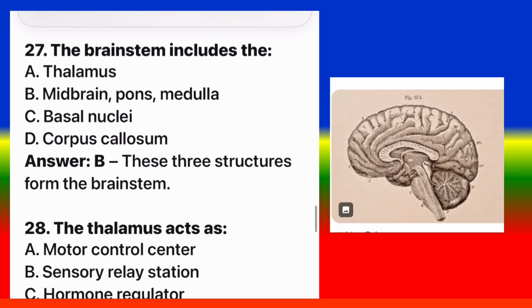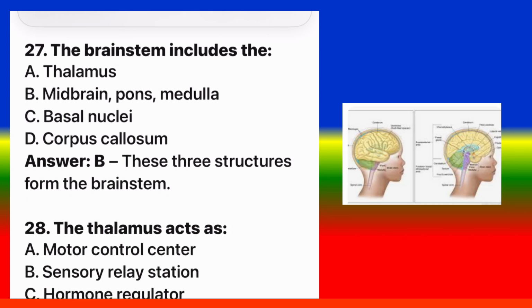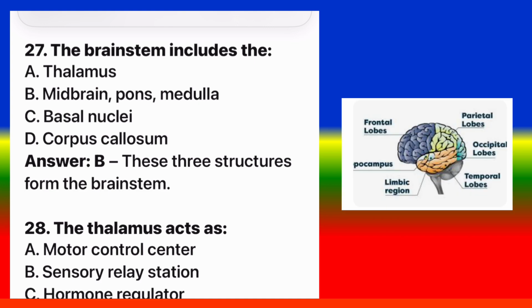27. The brainstem includes the A. Thalamus, B. Midbrain, pons, medulla, C. Basal nuclei, D. Corpus callosum. Answer B. These three structures form the brainstem.